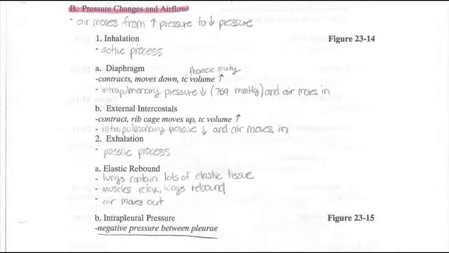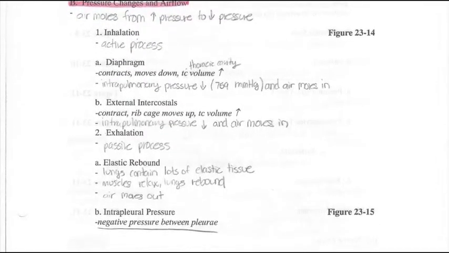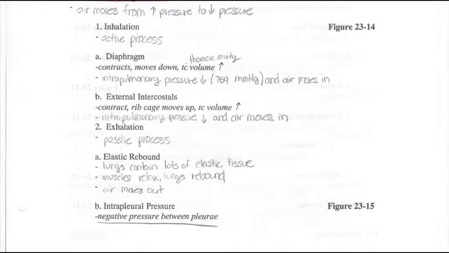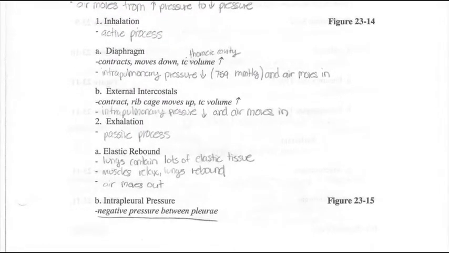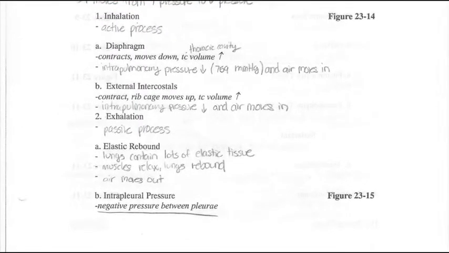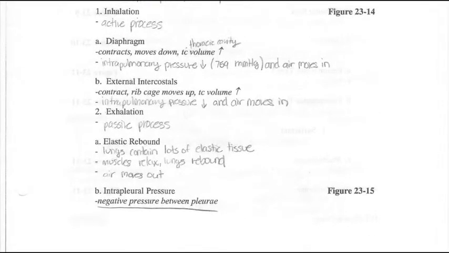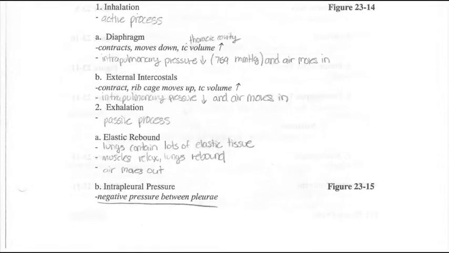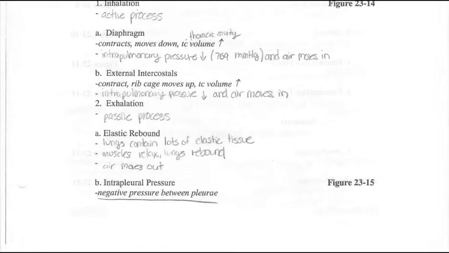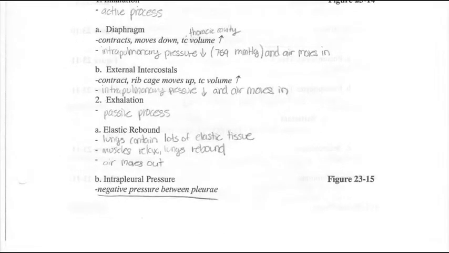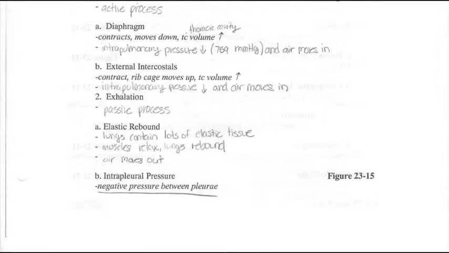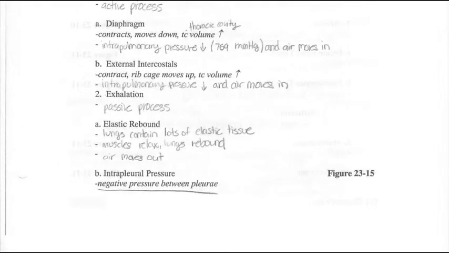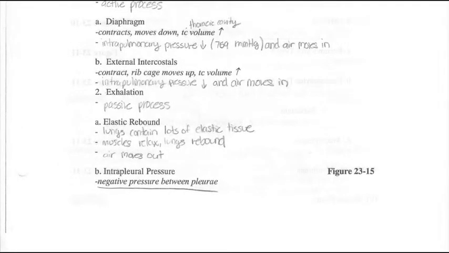B. External intercostals. These contract, the ribcage moves up, and thoracic cavity volume increases. When intrapulmonary pressure drops, air moves in. 2. Exhalation. This is a passive process. A. Elastic rebound. The lungs contain a lot of elastic tissue. Muscles relax, lungs rebound. Air moves out.